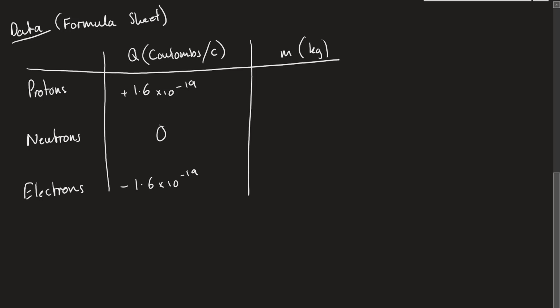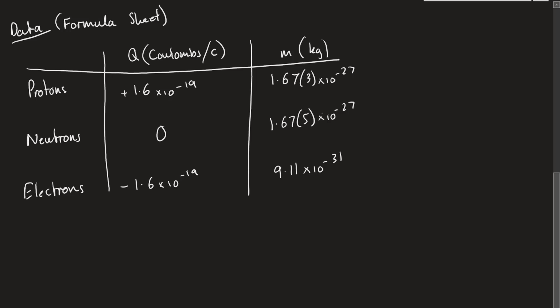Now, protons have a mass of 1.673 times 10 to the minus 27 kilograms. Neutrons have a mass of 1.675 times 10 to the minus 27 kilograms, and electrons have a mass of 9.11 times 10 to the minus 31 kilograms. So, to clarify, the masses of protons and neutrons are not exactly the same.